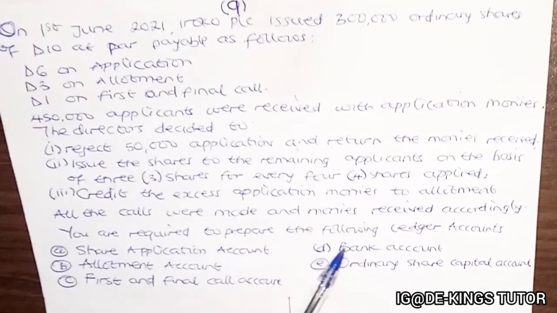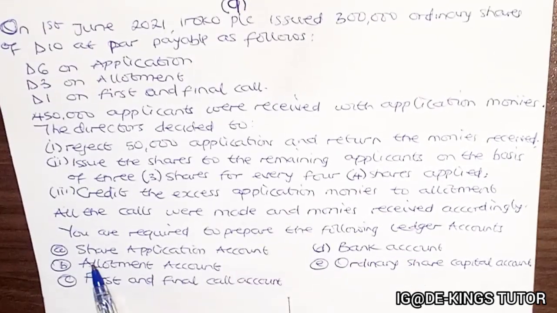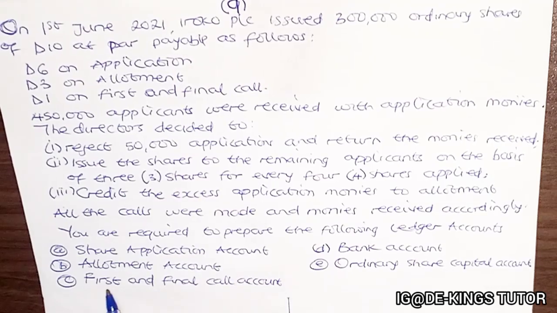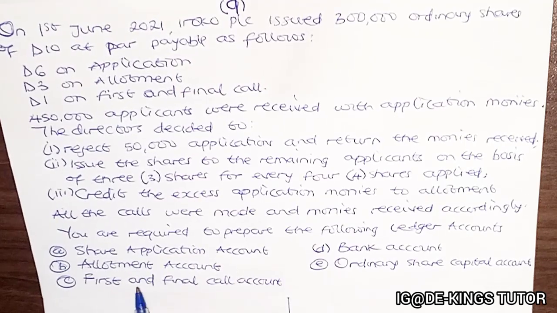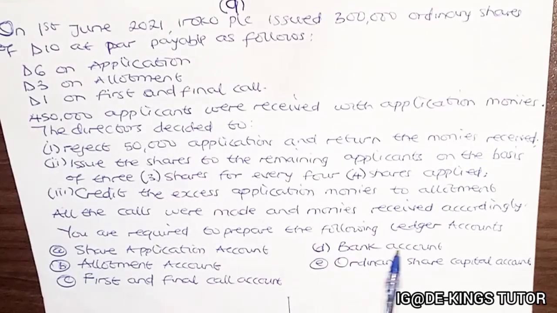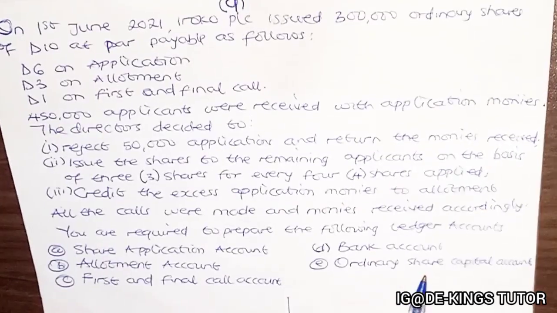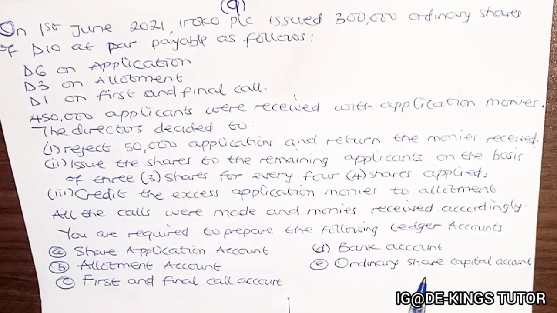You are required to prepare the following ledger accounts: A. Share application account. B. Allotment account. C. First and final call account. D. Bank account. And E. Ordinary share capital account.